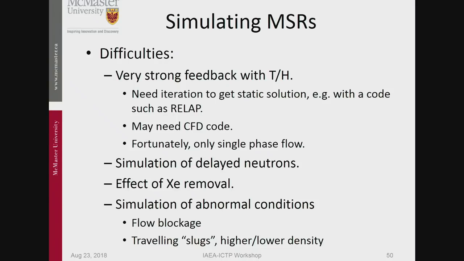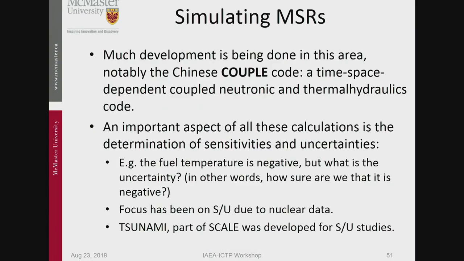Abnormal conditions: flow blockage, traveling slugs, higher, lower density. Because this thing about the precursors disappearing, if they all disappear and they don't come back at all, then your reactor will pull out the rod, and then all of a sudden, a whole flood of them comes back in, and you have inserted too much reactivity. So that is stuff that you have to worry about.